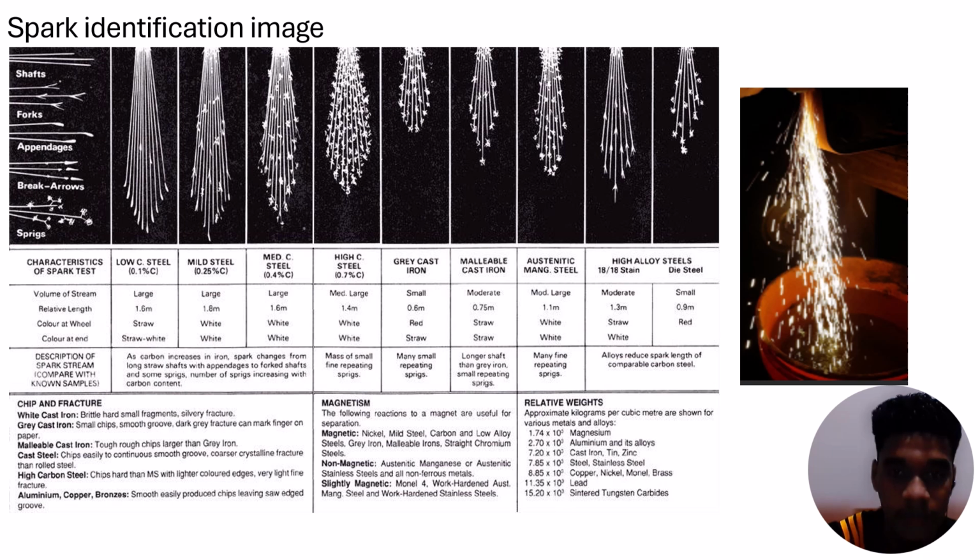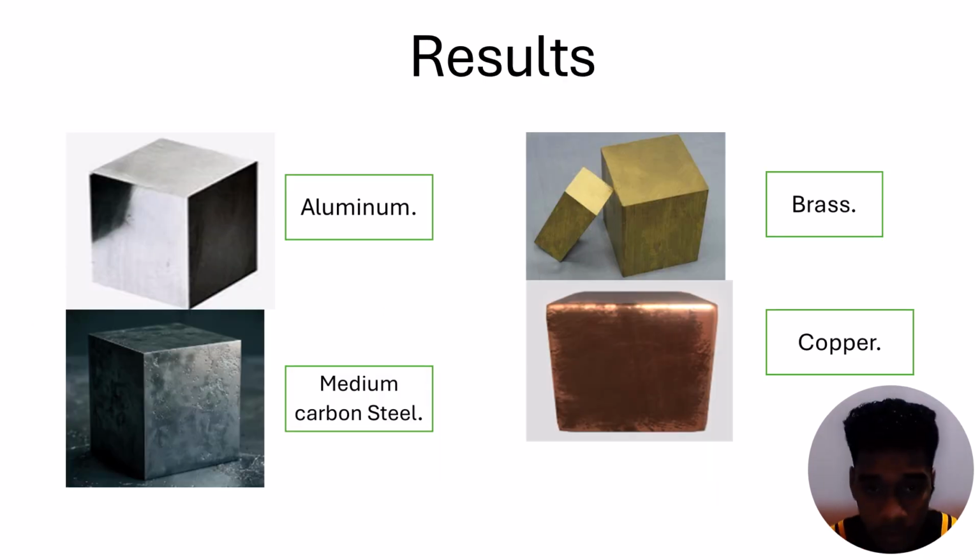So these are the results for the unknown metals that underwent different types of tests. The first one is aluminum, the second one is brass, the third one is medium carbon steel, and copper is the last one.